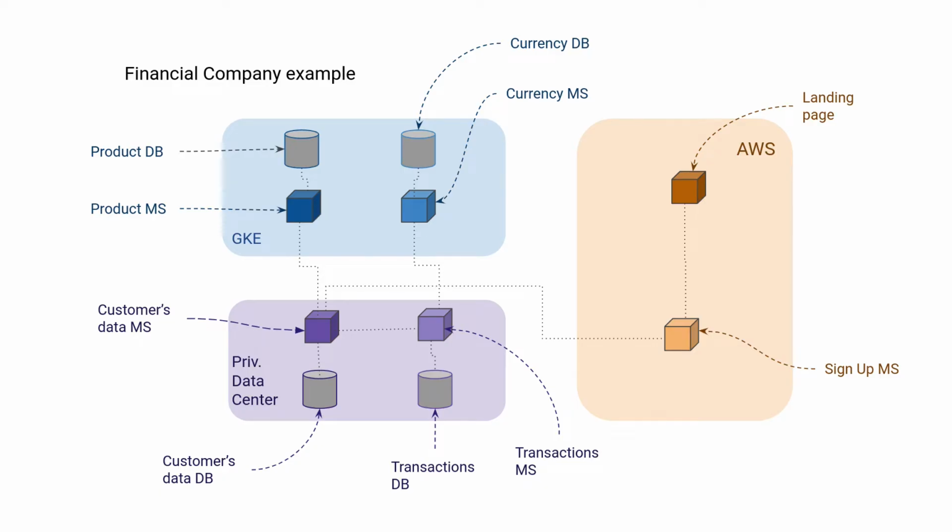Let's start first providing some context with an example. A financial company could have an architecture similar to this one: a private data center to store customers' data for legal reasons, a couple of microservices and its database in a Google Cloud cluster, and the landing page in an AWS cluster. In this case, using Skupper, we could save the setup of VPNs to interconnect the three different clusters.